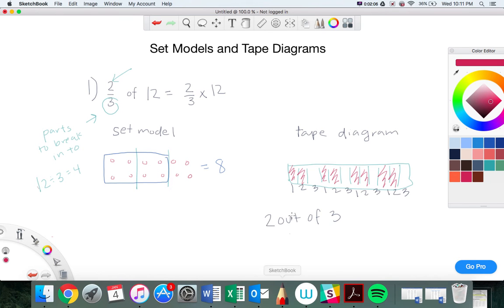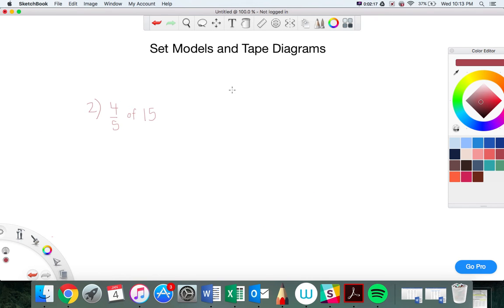So I can go back and count up my shaded parts. I have 1, 2, 3, 4, 5, 6, 7, 8. So I know my answer is 8. Now let's try a second example.